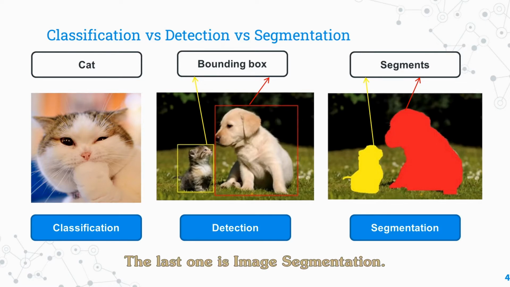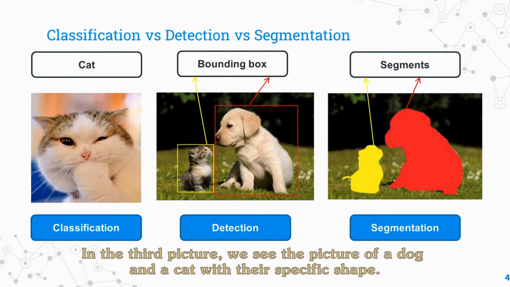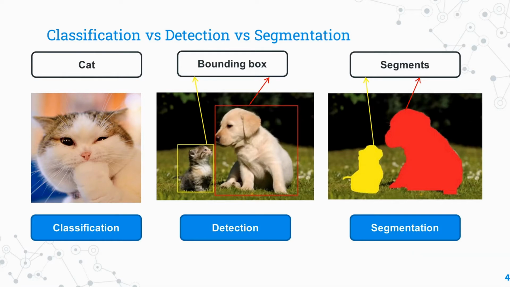The last one is image segmentation. This is a partition segmentation, in which we mark the regions for each object in the image. In the third picture, we see a picture of a dog and a cat with their specific shapes. My project is about detection.